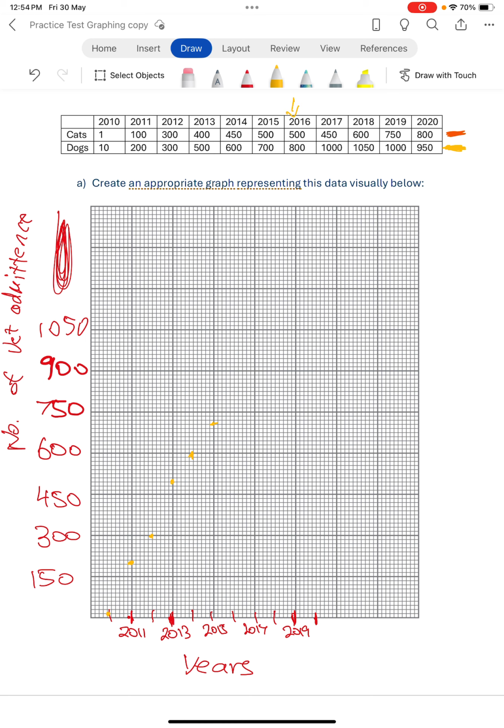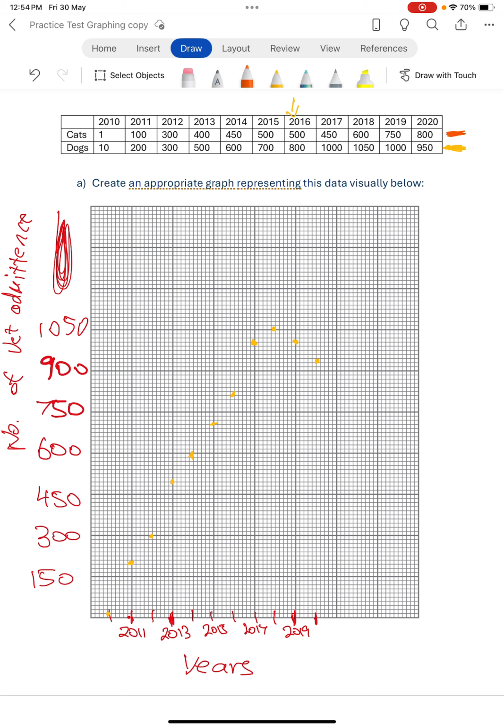So I'd be up to this one here, still doing the dogs. So 2016, they're up to 800. 2017, they're up to 1,000. So around about there. And then 2018, they're all the way up to 1,050. 2019, they're back down to 1,000. And then 2020, they're down to 950. Whoop, I went a little far there.